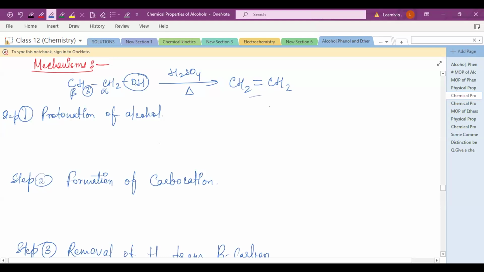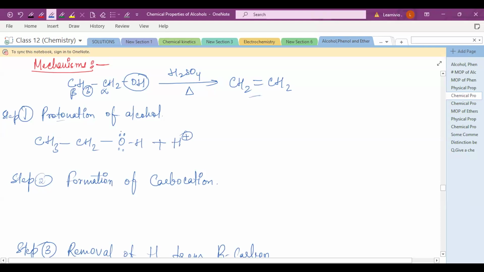So first step, the protonation of alcohol. Let's see the step. This is your CH3, CH2, and OH. This was the alcohol, ethanol. And you know very well this oxygen has two lone pairs, right? And H2SO4 is a protic acid, so it will give you a proton, H plus ion. So what happens? You have to do the protonation. Here, the protonation of the alcohol will happen.